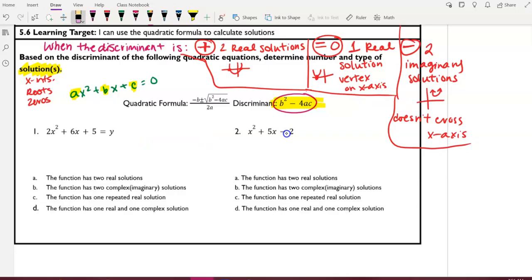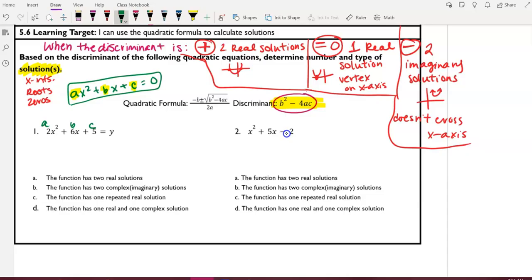All right, so starting with number 1 here, we have 2x squared plus 6x plus 5. So we need to label our ABC. And something we should also talk about is that your ABC does not include the variable. It doesn't include x. Here's our standard form right here. Notice how A is attached to x, B is attached to x, and C does not have a variable. So when we say ABC, we're talking about the coefficient, not the x's. So those are two separate entities.